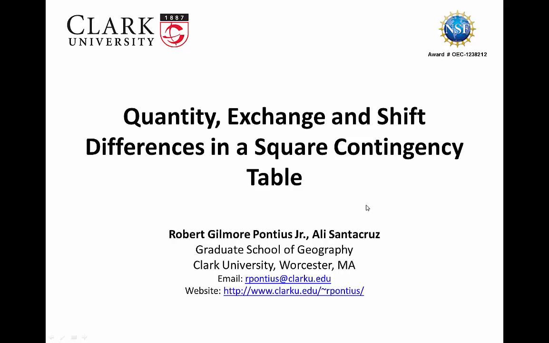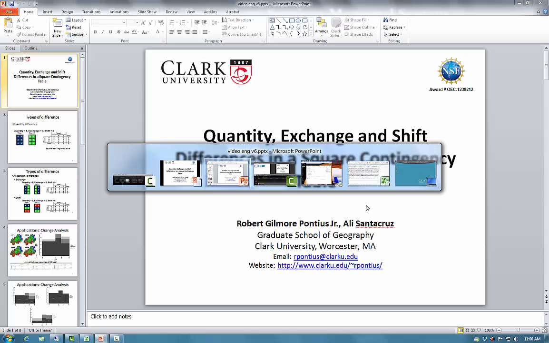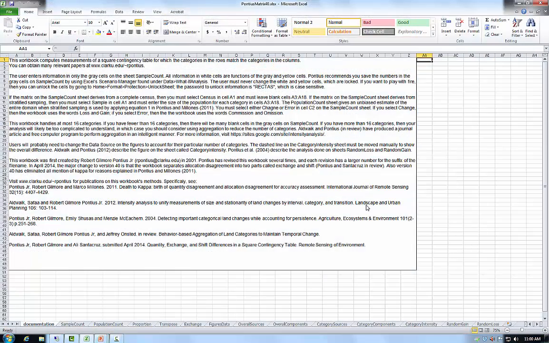Now I'm going to show you how we can calculate these measures of difference. Professor Gil Pontius has developed an Excel program called Pontius Matrix. First, the user is going to find the documentation tab, which includes the description of the content of the file, along with the instructions for its use and reference to the main papers that describe the methods implemented in this program.